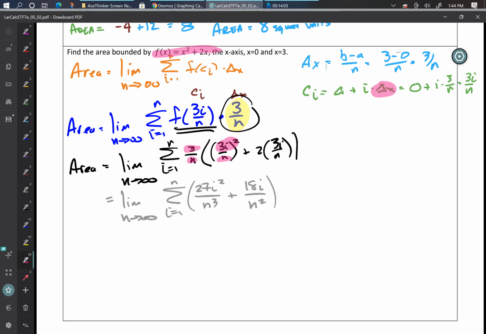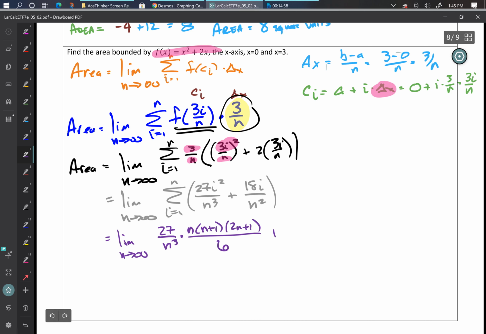Okay. Now at this point, I'm going to apply summation formulas. And so I'm going to have the limit as n approaches infinity still, but summation is going to go away. In the first one, I'm going to have 27 over n cubed times the rule for i squared, and the rule for i squared is n times n plus 1 times 2n plus 1 all divided by, I believe, 6. Yeah. Plus, that looks good.